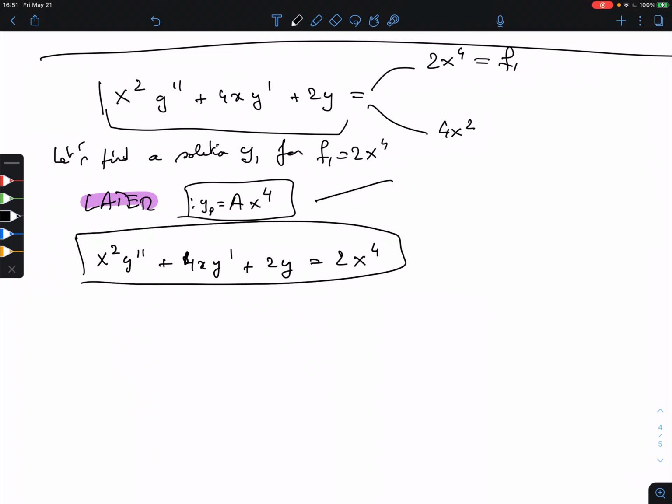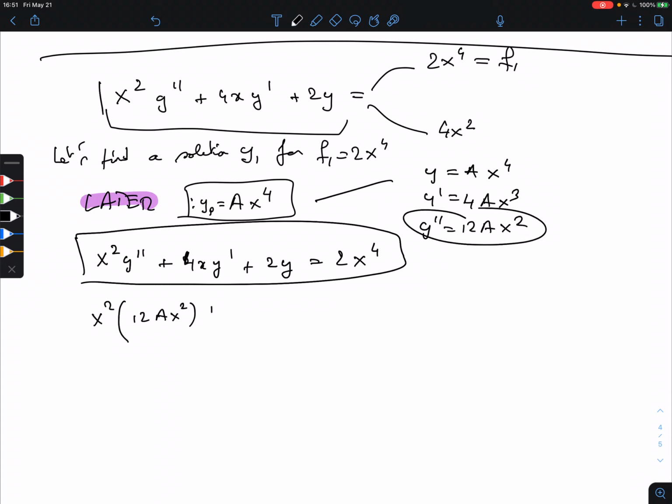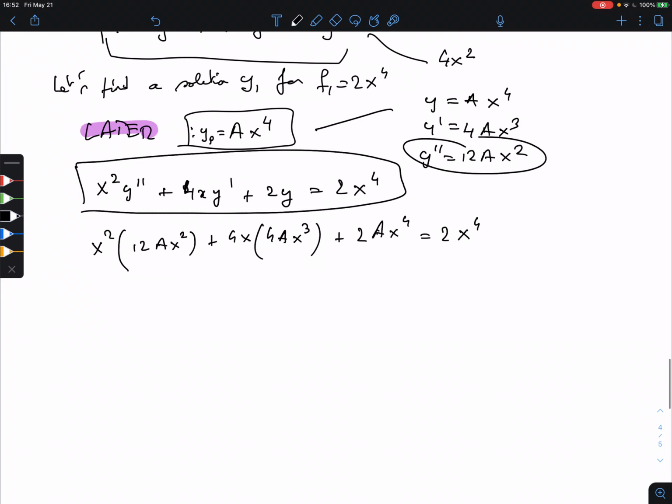So y is a x to the fourth, y prime is 4a x cubed, and y double prime is 12a x squared. So I'm plugging everything in: x squared times 12a x squared, I hope that you see where everything comes from, plus 4x times y prime, which is 4a x cubed, plus 2 times a x to the fourth, equals 2x to the fourth. And you see what happens miraculously, all the powers are x to the fourth power.